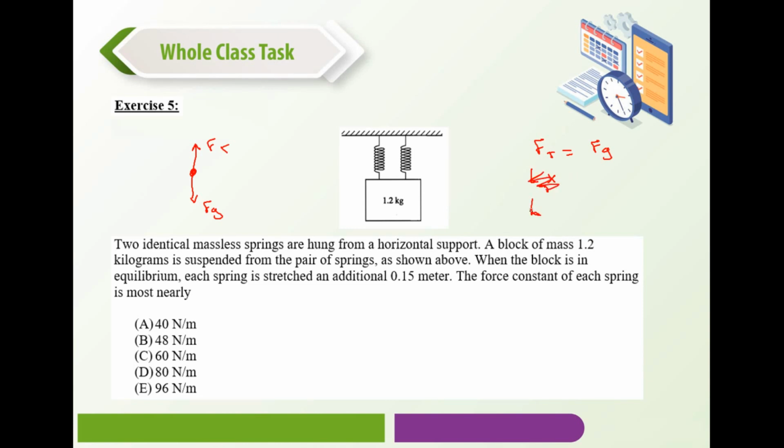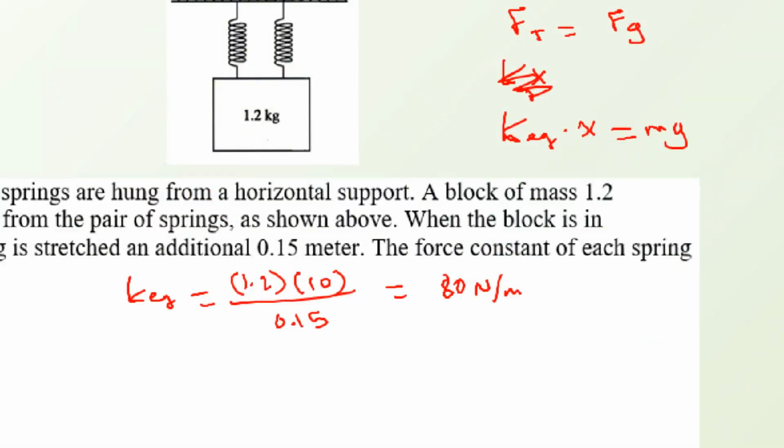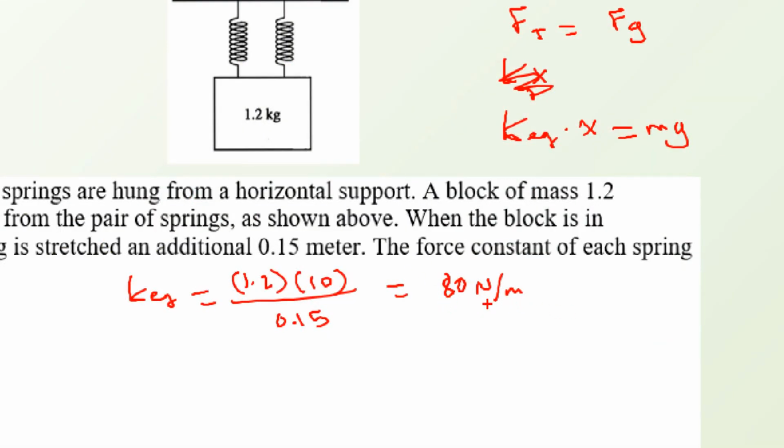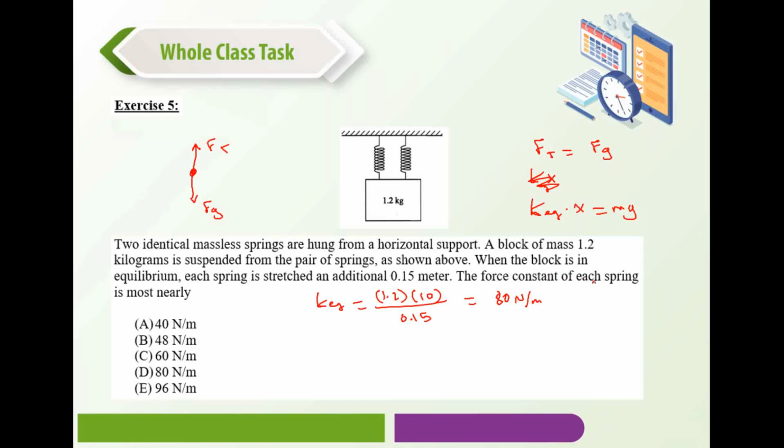So let me write it perfectly. k equivalent multiplied by x is equal to m multiplied by g. Then the equivalent stiffness is given by the mass, which is 1.2, multiplied by g, which is 10, and divided by x, which is 0.15. Now plugging that on the calculator, we're going to have a stiffness of 80 newtons per meter, which means that in order to elongate or compress both the springs by 1 meter, we need to exert a force worth of 80 newtons. Now we're interested in determining the force constant of each spring and not the equivalent.